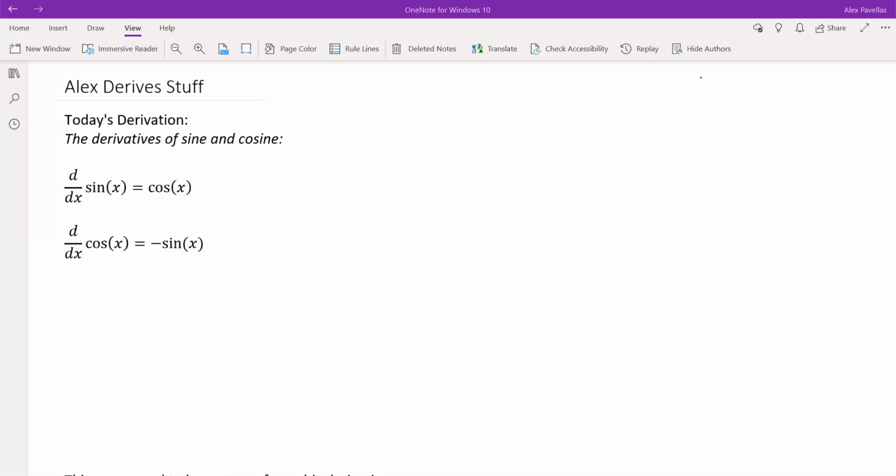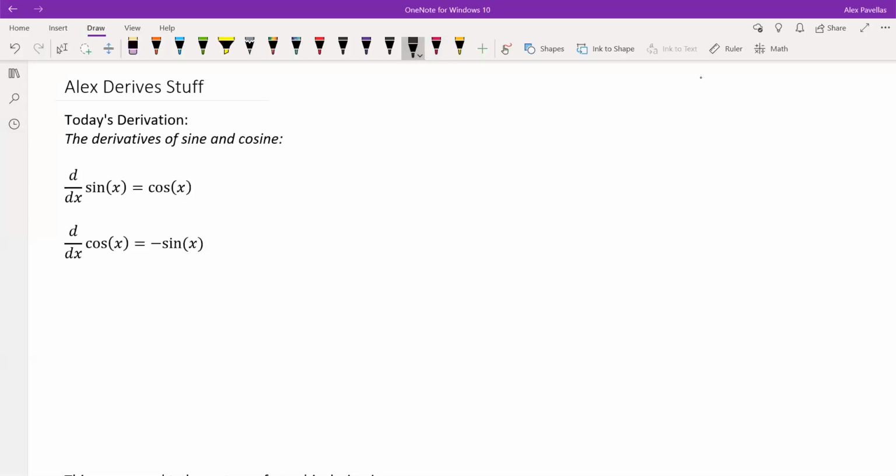So today, what I'm going to derive is some derivatives. In particular, the derivative of the sine function and the cosine function. And what I'm not going to do is the classic intro calculus derivative using the limit definition of the derivative. We could if we wanted to, but that's less fun than what I'm about to do here.